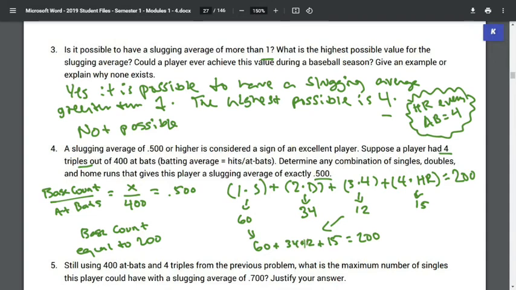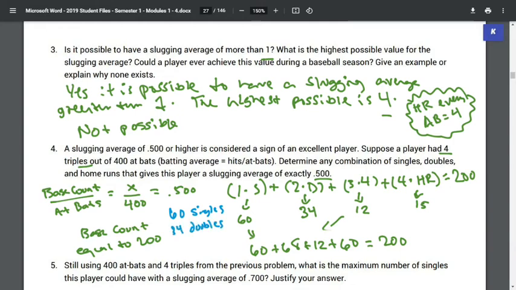So I wrote the wrong thing in right there. So let's just start over from scratch. So I got 60 right here, so 60 singles. If I have 34 doubles, that's going to give me 68. Already have 12, and then I have 60 right there. When I add all these numbers up, I'm going to get that 200 that I want. So my final answer for this problem is going to be 60 singles, 34 doubles, and then 15 home runs.